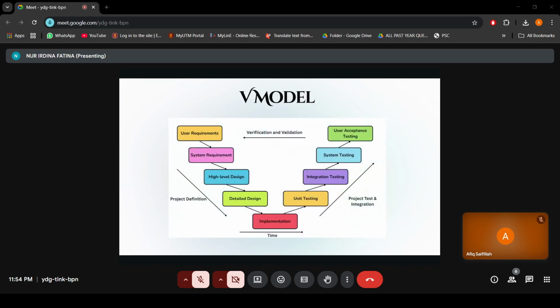Moving on to the V model. So now I will walk you through the structured development process that we followed for our smart used cooking oil recycling system. So first, let's focus on the user requirement. So our journey began at the very top with user requirement. So this critical initial phase involved our extensive research and also consultation to truly understand what our end users needed when dealing with used cooking oil.